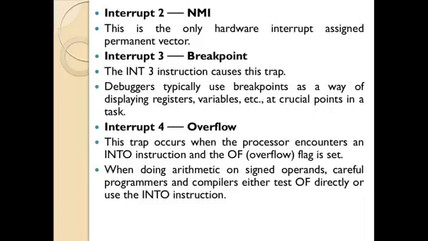Next, interrupt 2, it is NMI, non-maskable interrupt. This is the only hardware interrupt assigned a permanent vector number. Interrupt 3, breakpoint. The INT3 instruction causes this trap. Debuggers typically use breakpoints as a way of displaying registers, variables, etc. at crucial points in a task. So whenever you want to display some values of a register or variable, we use this breakpoint interrupt.